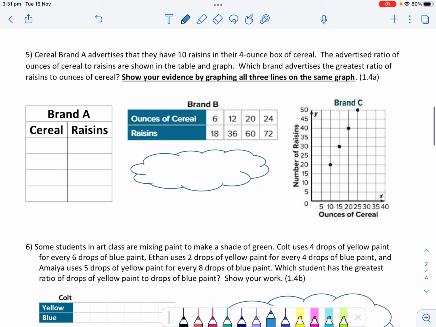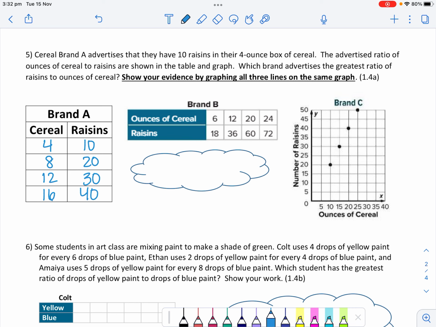Number 5 says cereal brand A advertised that they have 10 raisins in their 4-ounce box of cereal. So a 4-ounce box of cereal has 10 raisins in it. So if I continue this ratio table, it should be 8 and 20, 12 and 30, 16 and 40. The advertised ratio of ounces of cereal to raisins are shown in the table and the graph.